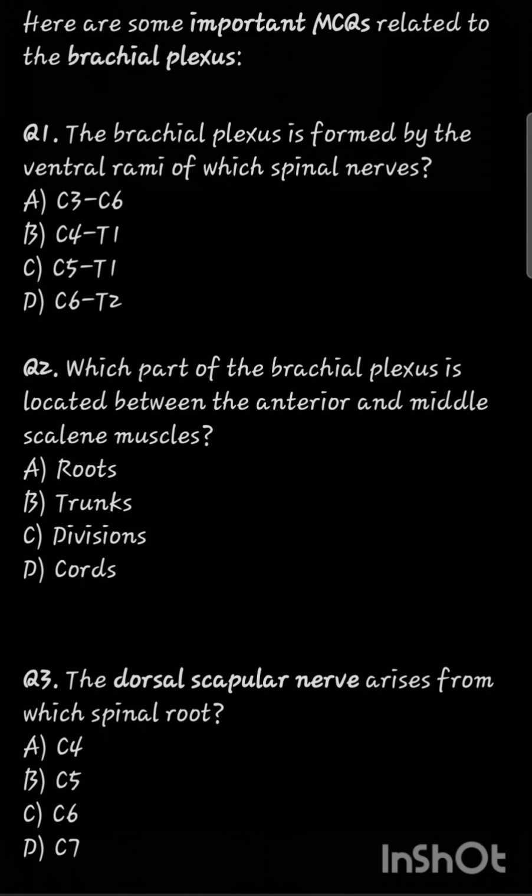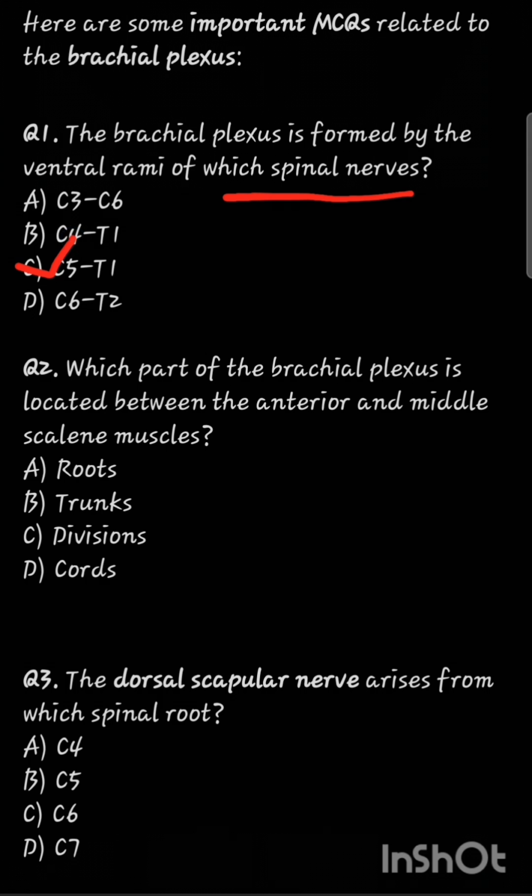So first question: the brachial plexus is formed by the ventral rami of which spinal nerves? The question is from which roots the brachial plexus arises. As I said, it is formed by C5, C6, C7, C8, T1. So the option is C.